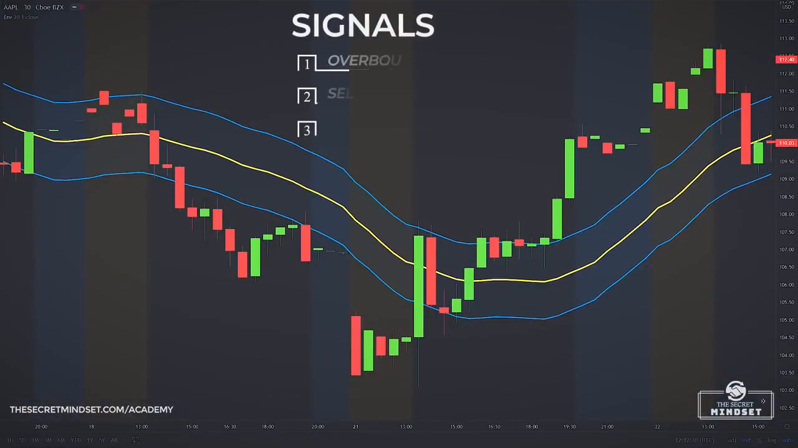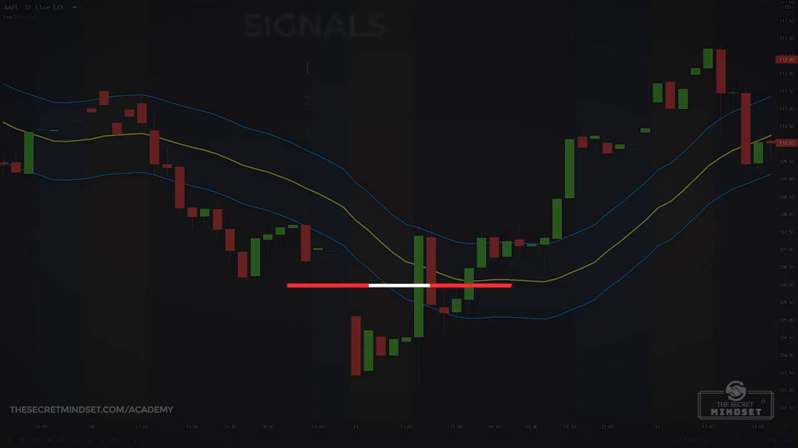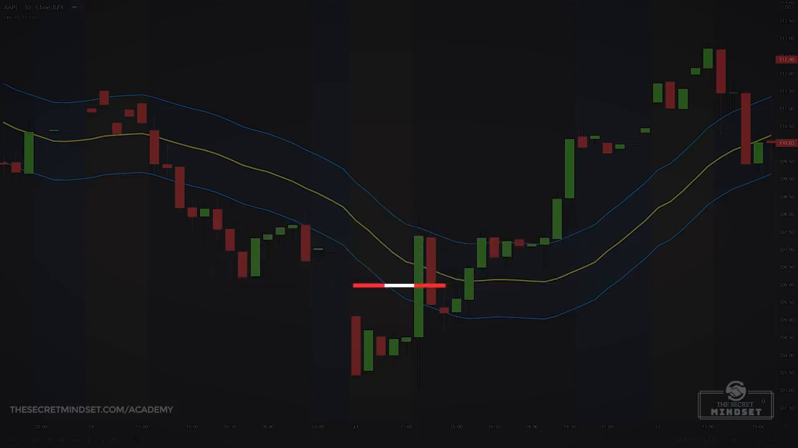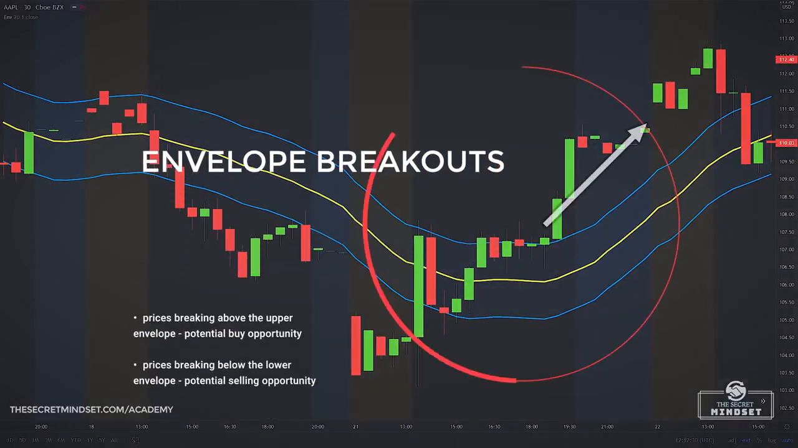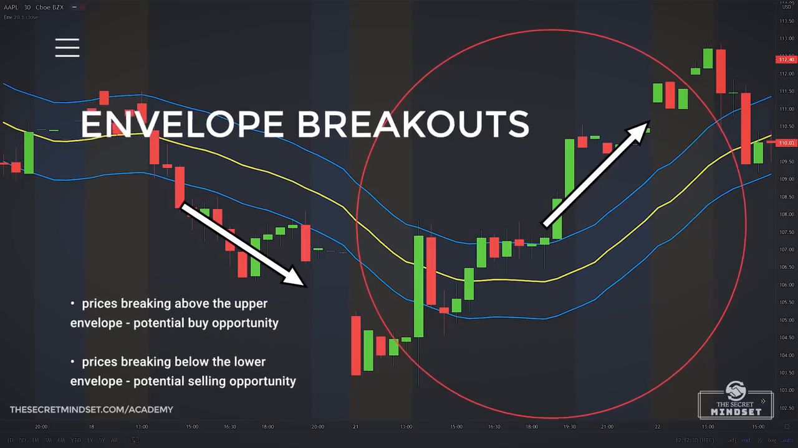Although different traders have their own way in which they use the envelopes and try to use specific patterns, the common application of the indicator is to provide certain alerts, such as overbought and oversold, sell and buy signals, or as a trend confirmation. If you use narrow envelopes when prices are resting and consolidating, they will break out of the envelopes in one direction or the other. A trader might view price breaking above the upper envelope as a potential buy opportunity, and when prices break below the lower envelope, a trader might view as a selling opportunity.